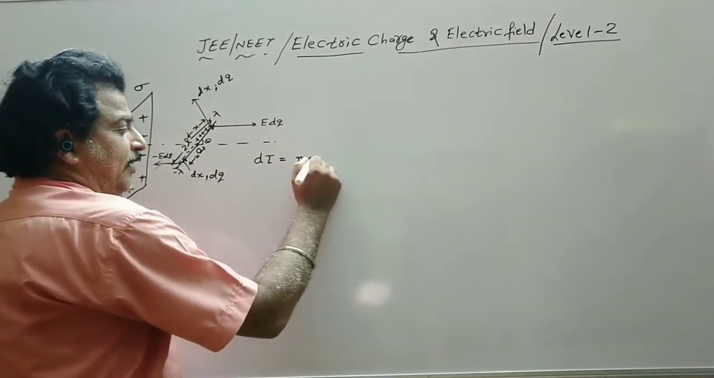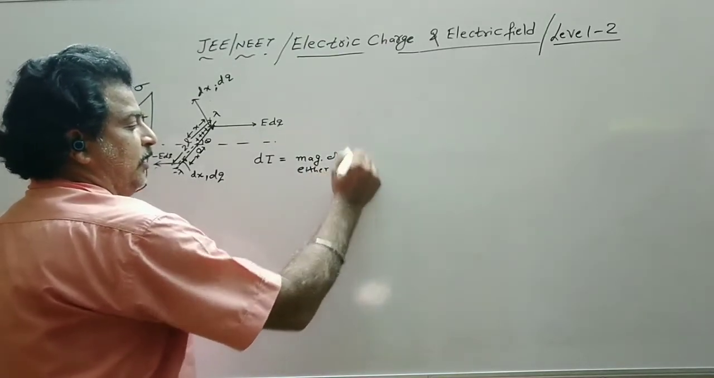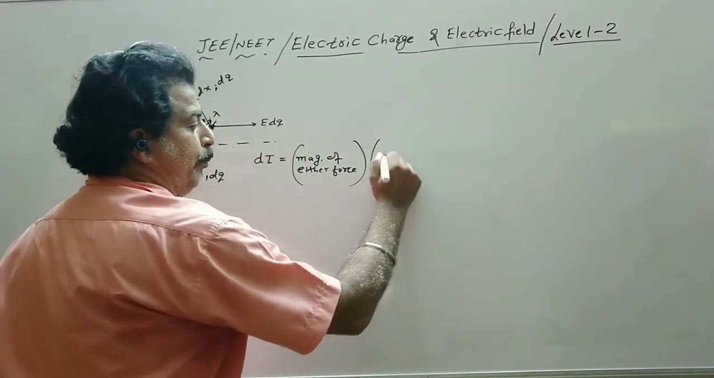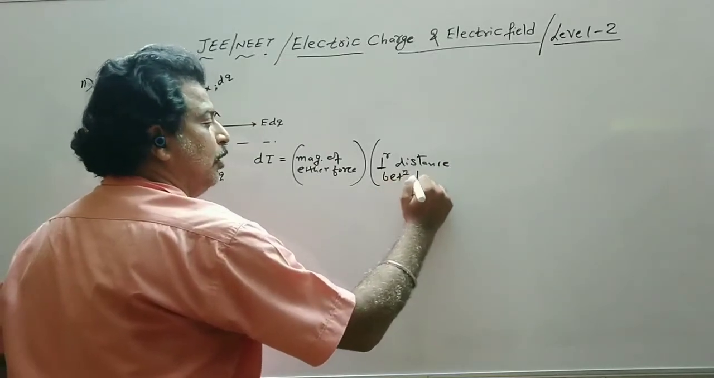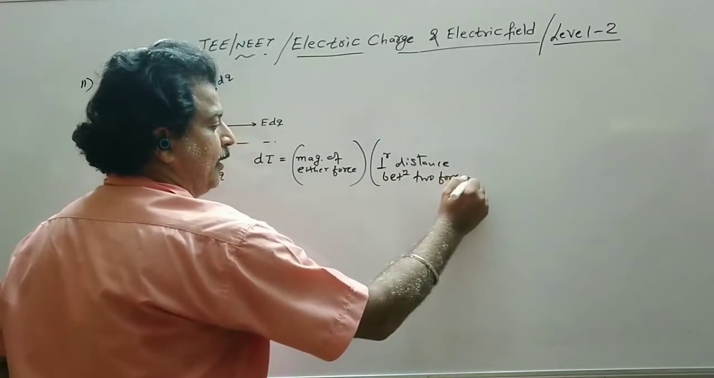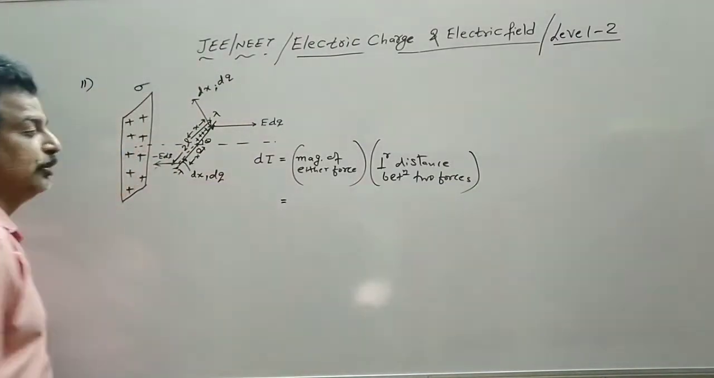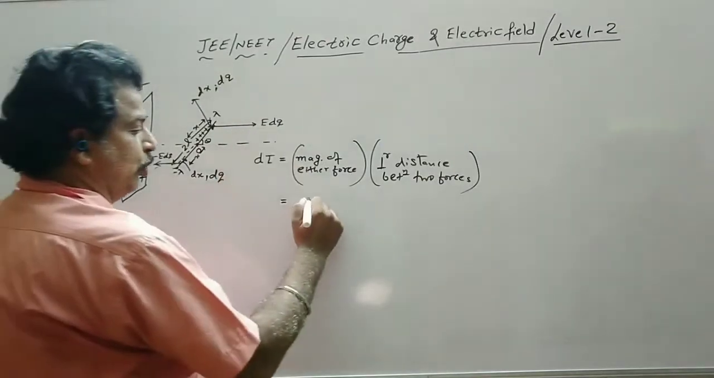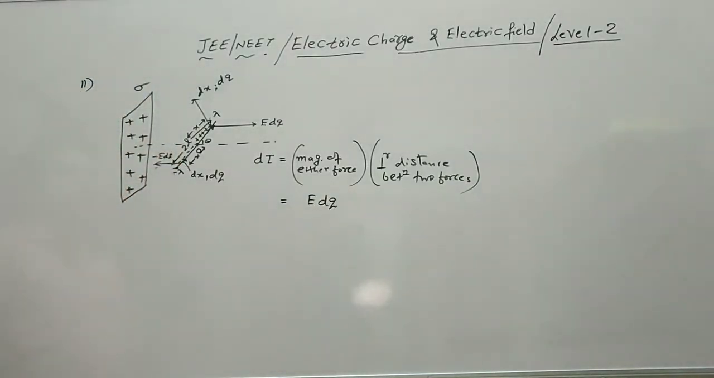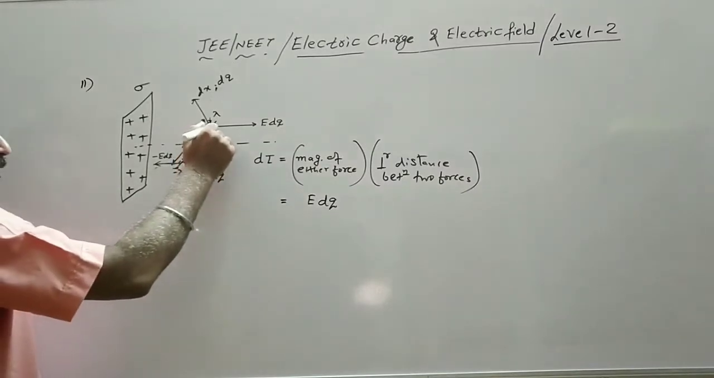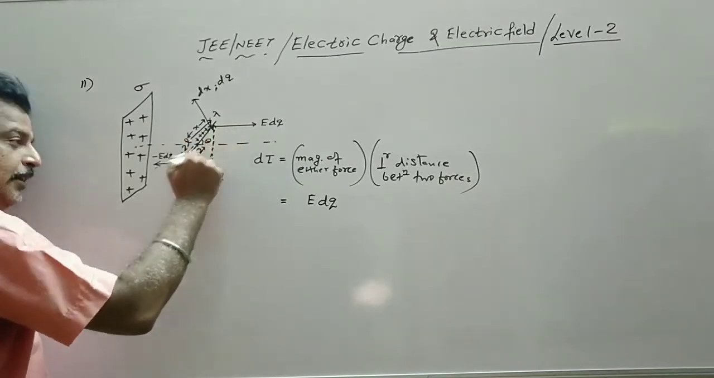So torque is defined as magnitude of either force into perpendicular distance between the two lines of action of forces. So the magnitude of either force can be written as E into dq. Now the perpendicular distance between them: if I drop a perpendicular here and join, this is a right angle triangle.